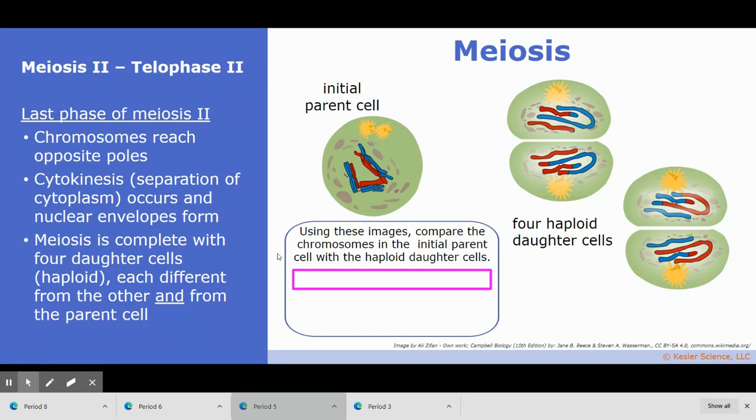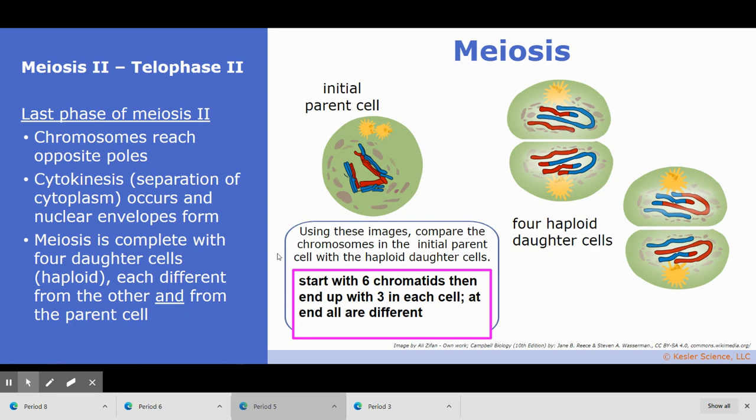Meiosis 2 with telophase 2, that's the last phase of meiosis. Chromosomes reach opposite poles. Cytokinesis, the separation of the cytoplasm, is going to occur right at the end. And then you're going to have the new nuclear envelope or nuclear membrane come back, and then you have 4 haploid daughter cells that are all different from each other. So now I'm going to have you answer this question. Using these images, compare the chromosomes in the initial parent cell with the haploid daughter cells. You're going to tell me how many chromosomes there are, how they compare to each other. So go ahead and pause the video.